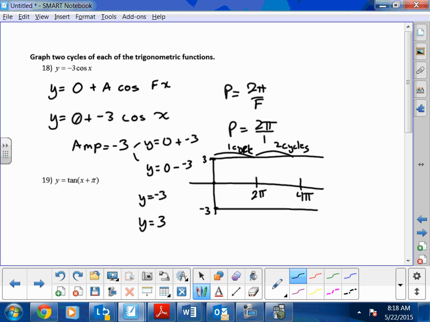Now, since this is negative, we won't start at the top. We're actually going to start here, because remember, a cosine at 0 is 1. So this one's going to start actually right below here, and it's going to do a complete cycle. Which means that we hit here, here, here, and here. It comes back to the same starting location, and it's going to do the same thing again. And there you go. There's a graph for this one.